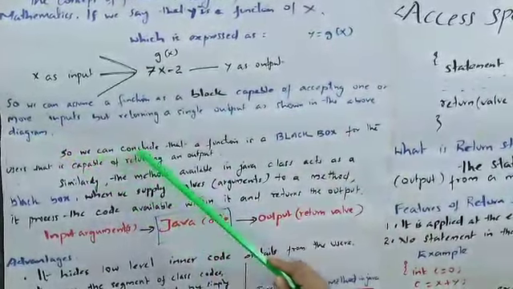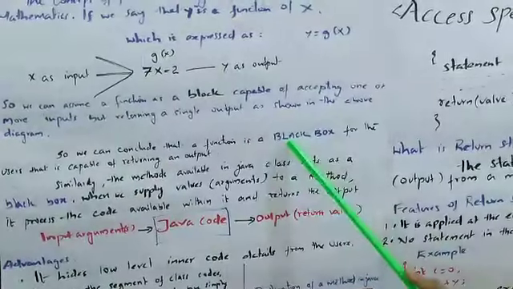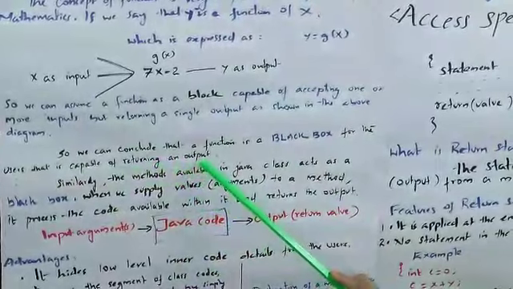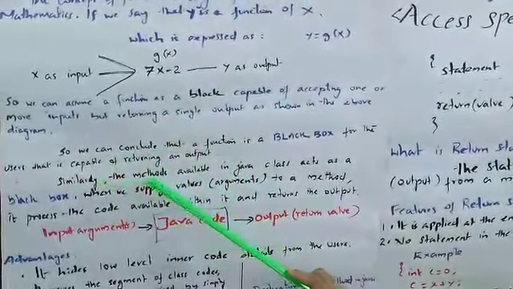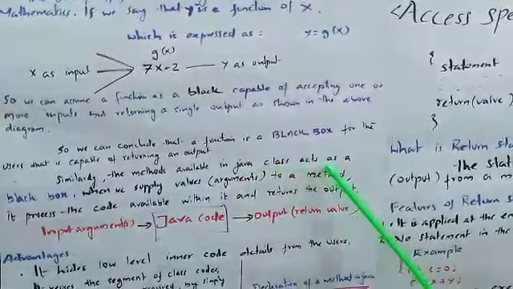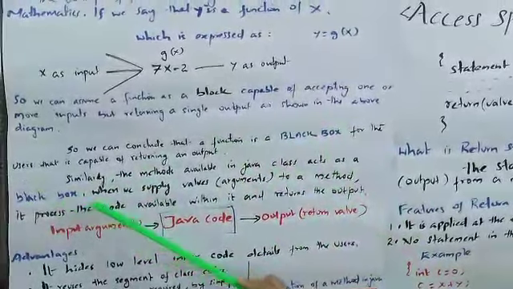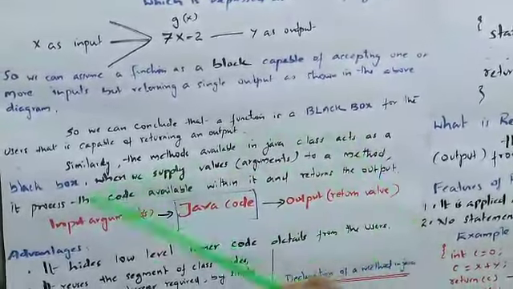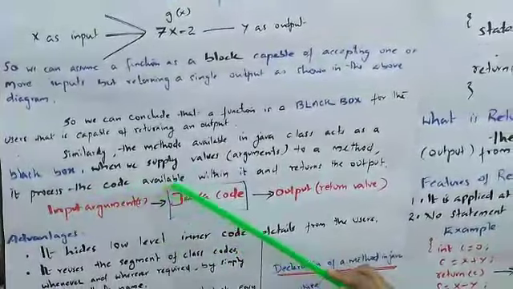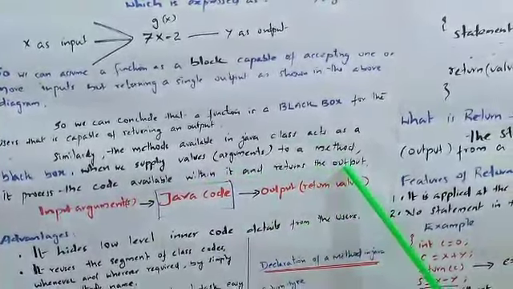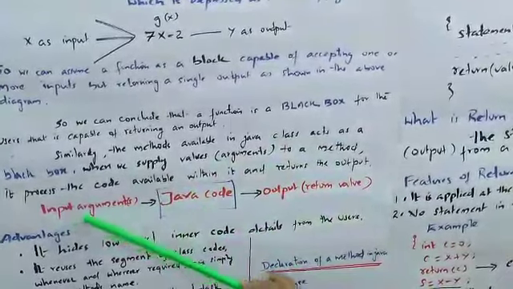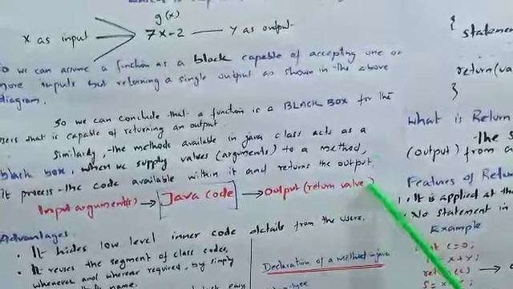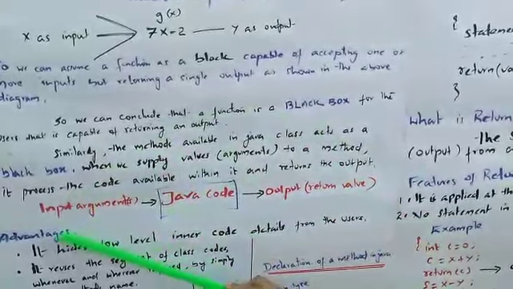So we can conclude that a function is a black box for the user that is capable of returning an output. Similarly, the methods available in a Java class act as a black box. When we supply values, that means arguments, to a method, it processes the code available within it and returns the output. See that one figure: input, that is argument, Java code, and it will give you output as a return value. Now we come to advantages of functions.